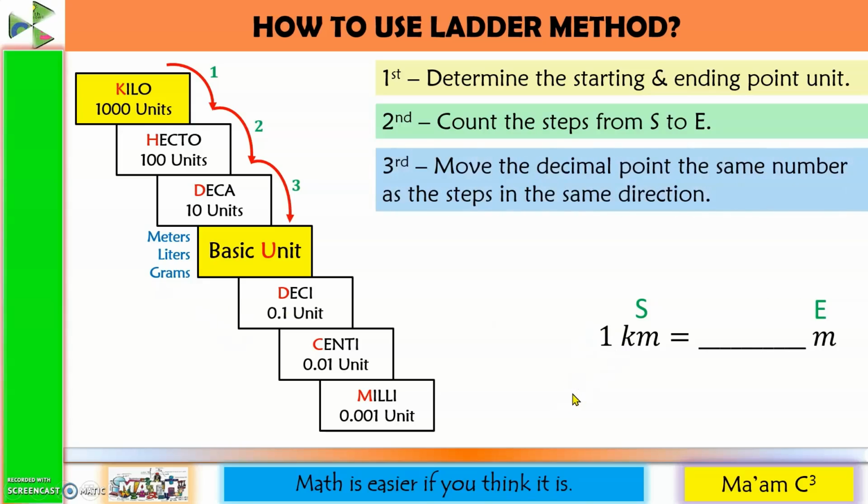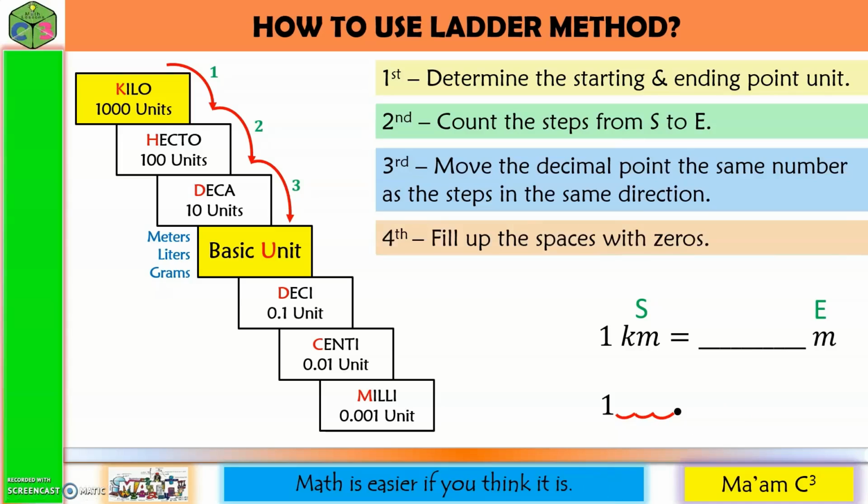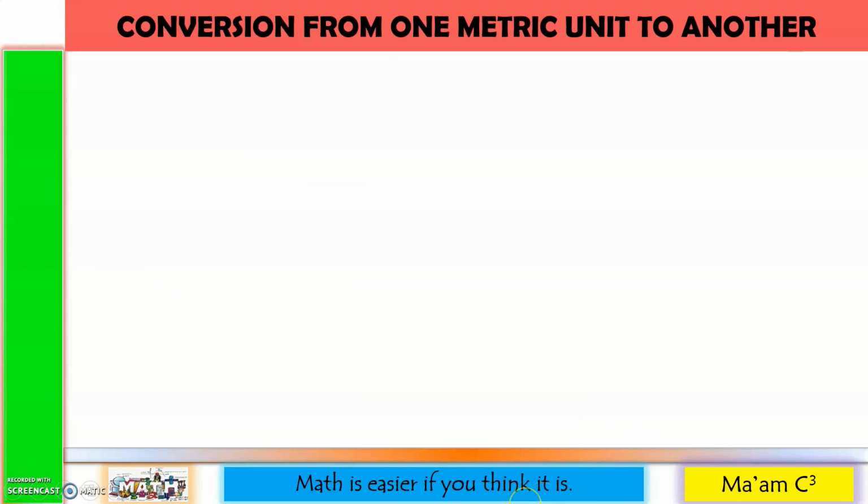Step 3. Move the decimal point the same number as the steps in the same direction. So let us copy first 1, and we know that the decimal point is in here. Now we're going to move the decimal point the same number as the steps, so that is 3, in the same direction. So this is going to the right. So let us move the decimal point 3 places going to the right. 1, 2, 3. Step 4, fill up the spaces with zeros. So we have 0, 0, 0. So this means 1 kilometer is equal to 1,000 meters. Some more examples.